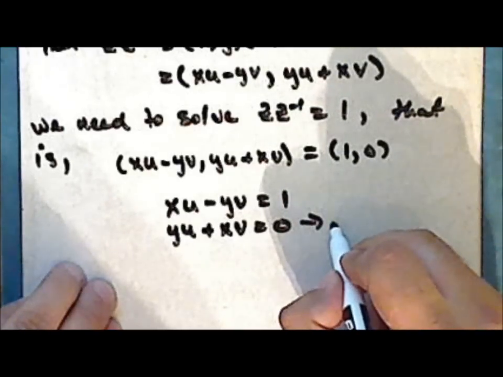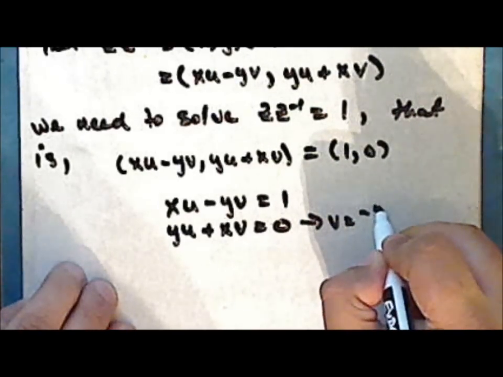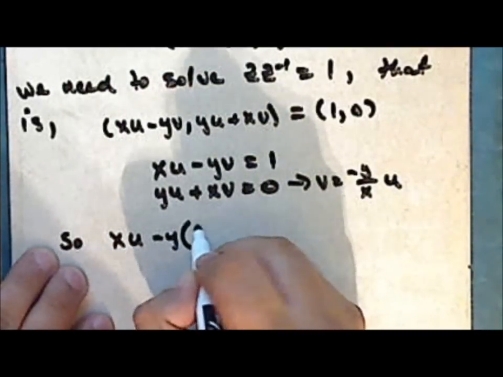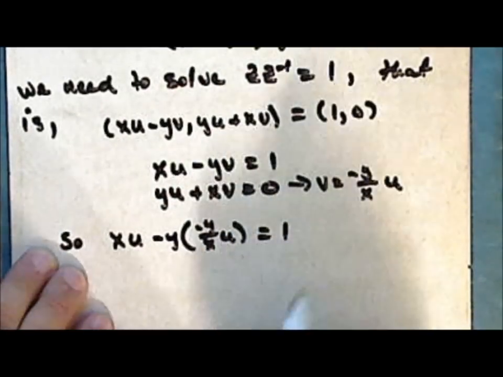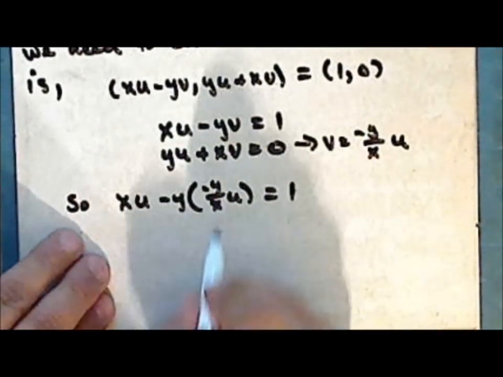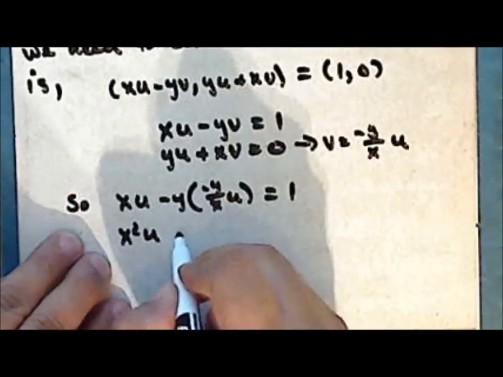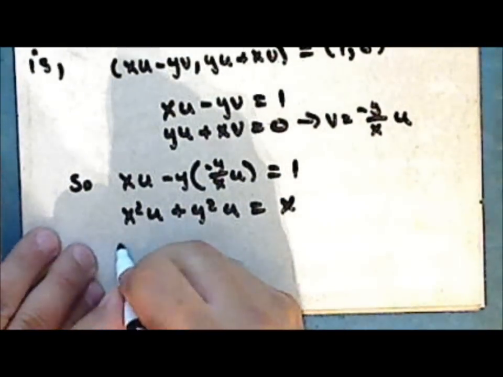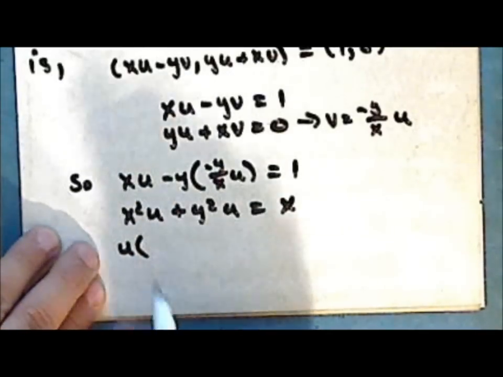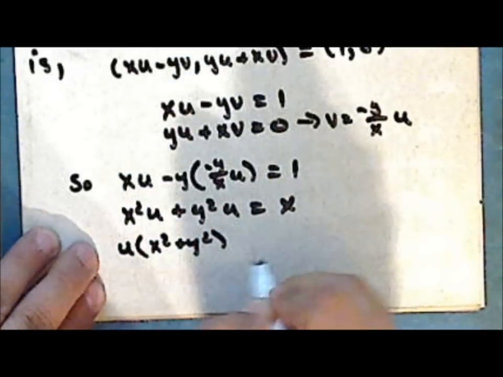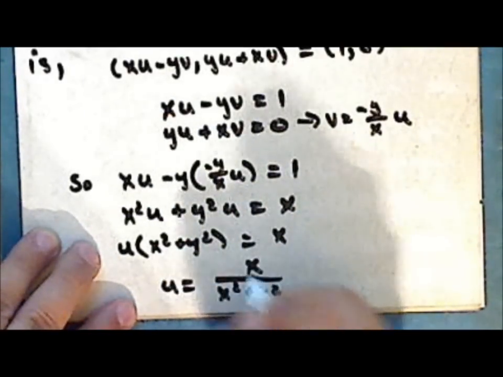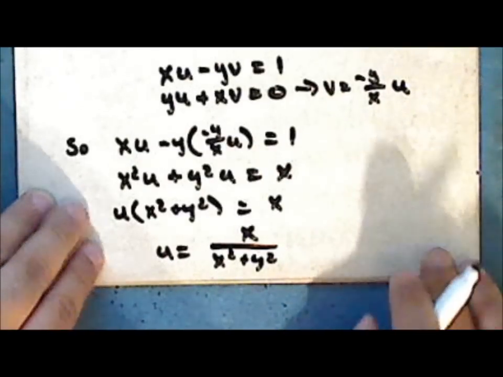From this second equation, we have that the number v is negative y over x times u. So if we substitute this into the first equation, we have that x times u minus y times negative y over x times u is the number 1. So we'll multiply through by the number x, and we have x squared times u plus y squared times u is the number x. And so if we factor out the number u, we have x squared plus y squared equals x, and so the number u is x over x squared plus y squared.